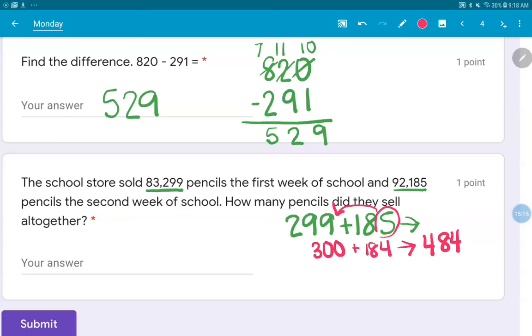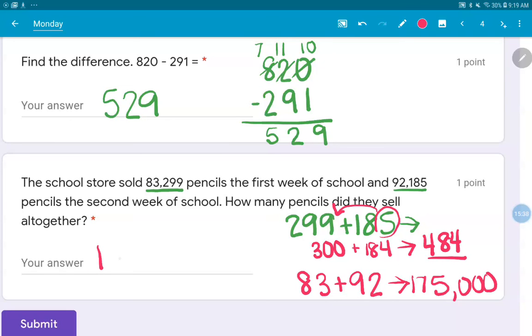Then I took 83 and 92 and added it together. All right, 83 plus 92. How did you add those two? I added 2 plus 3 to equal 5. Okay. All right, so 175,000 plus 484 gets me 175,484 pencils.